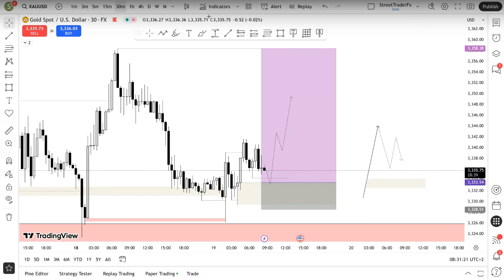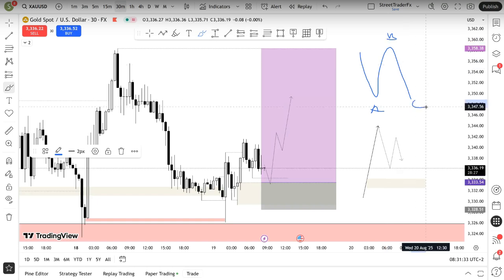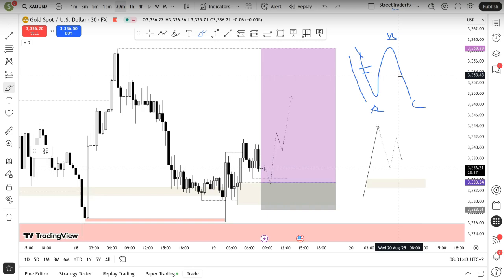So usually what I do with the correction, right? You have something like this, right? This is the A, this is the B, and this is the C, right? So the length of leg A has to be equal to the length of leg C, right? So they have to be the same.